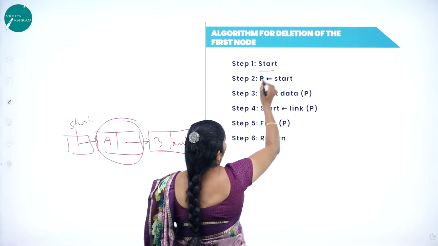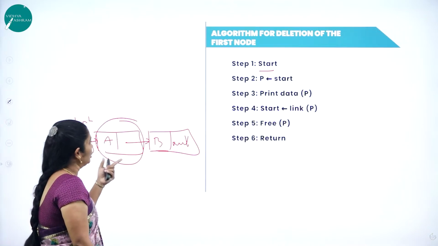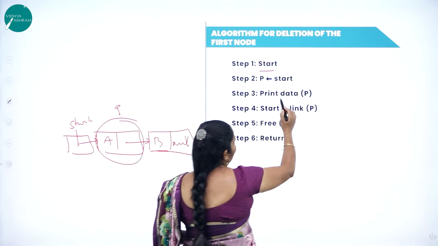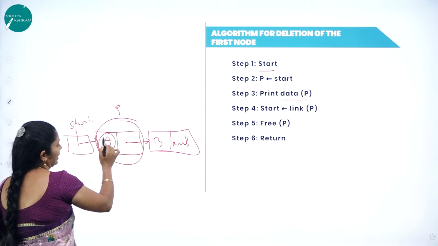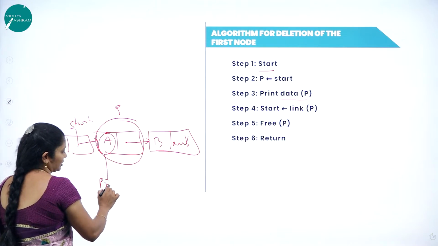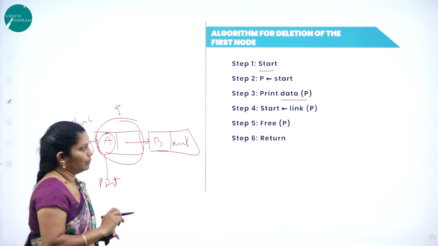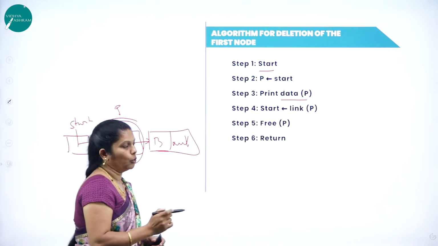Step 1, start. In step 2, whatever address is in the start, that node I am going to call P here. Then print the data part of that P. Before deleting, what is the value in that node? That it has to print first. This is the value. Now we are deleting. This is the value, like that it has to mention. Then print the data part of that node.